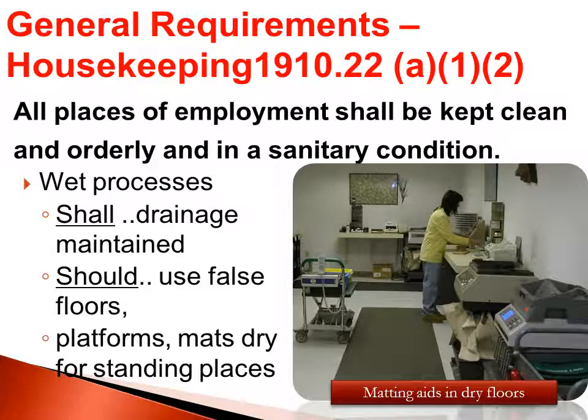General requirements. All places of employment shall be kept clean and orderly and in sanitary conditions. This is considered our housekeeping rule. Where there are wet processes, there shall be drains that are maintained so the water or whatever type of materials on the floor drains away. Or you can also use a false floor, which would be an elevated floor to keep people out of walking in wet surfaces. Or you can use mats, as seen in this particular picture, so that people have dry places to stand.